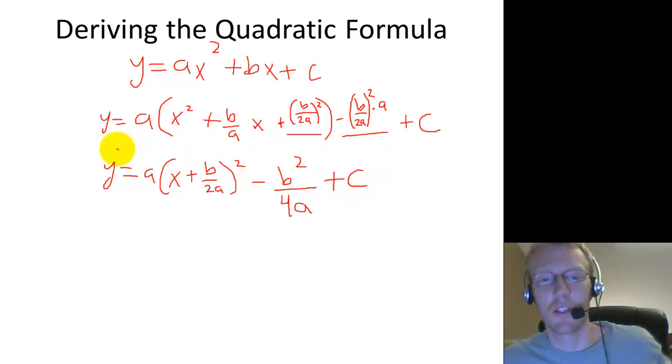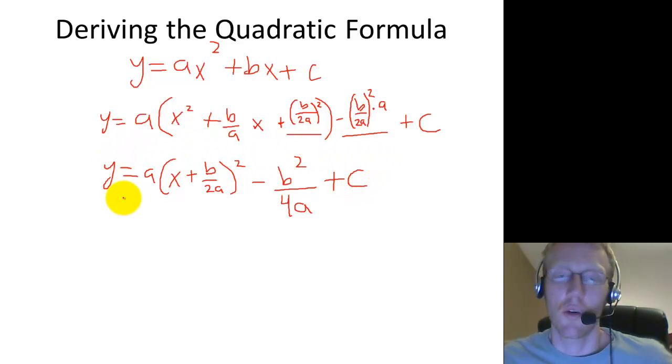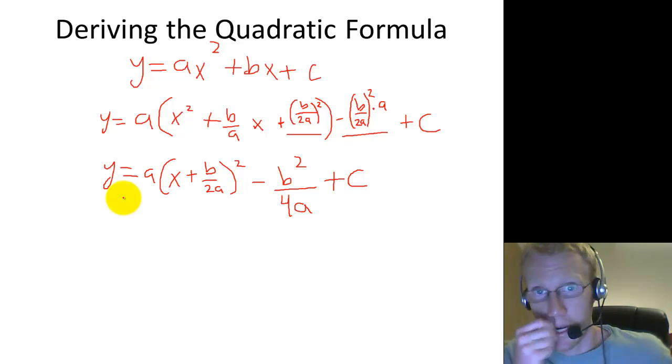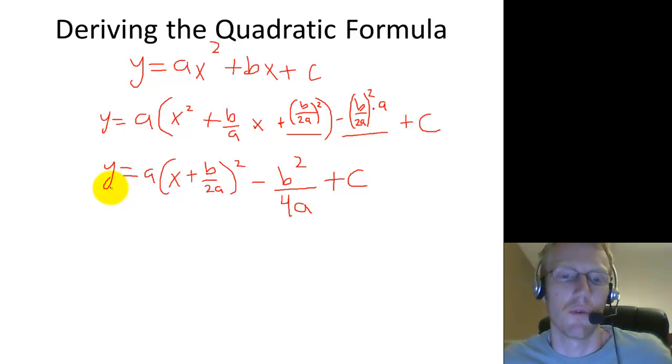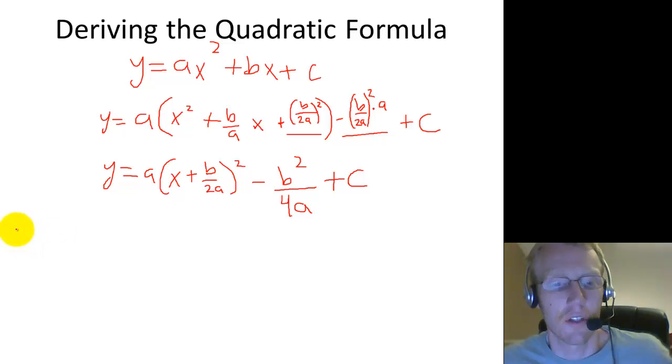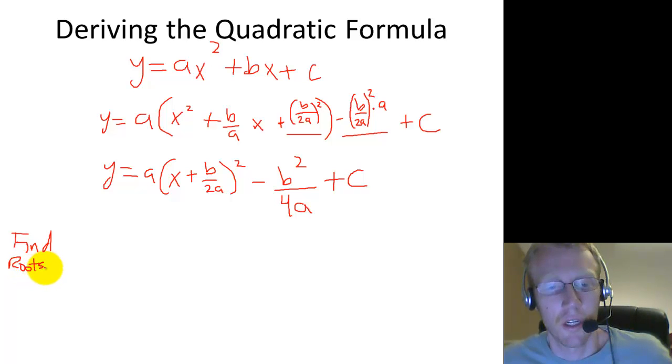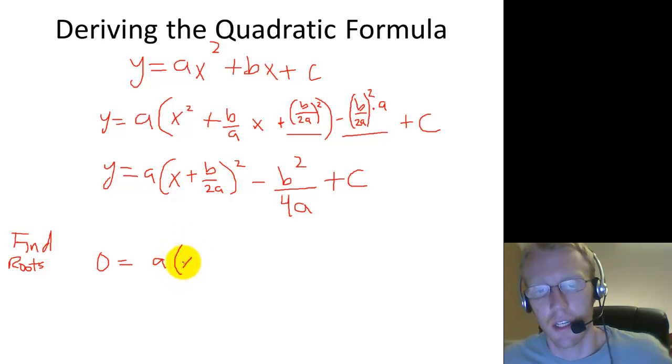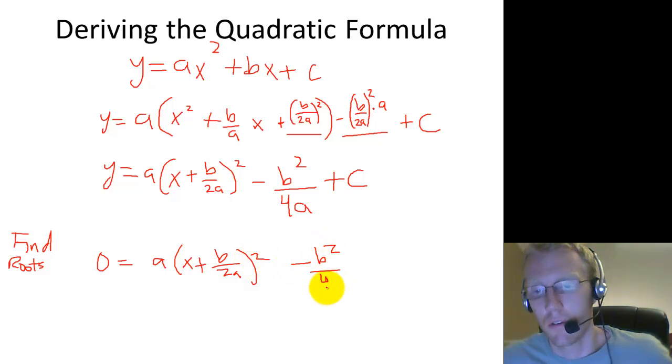So there we've completed the square for the equation in general form, and now we want to solve for the roots. To find the roots, we set the y value equal to 0. So we write 0 equals, and I'm going to copy the same thing down: a times x plus b over 2a squared minus b squared over 4a plus c.